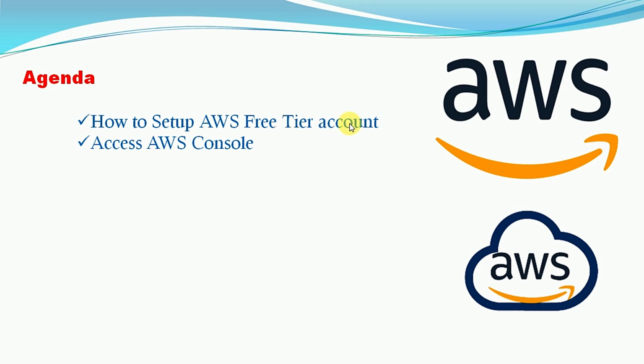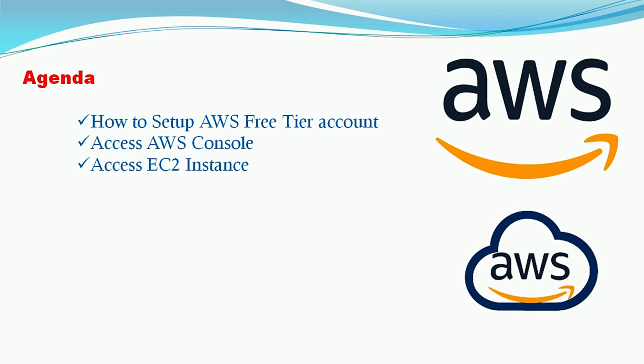Once the account is set up on our machine, then we can access the AWS console. I will let you know how we can access the AWS console once the free tier account is created for the practice. Once we have accessed the AWS console, then we will see how we can access the EC2 instance. That also we will see in this video session. Okay, so now first let me create the AWS free tier account.